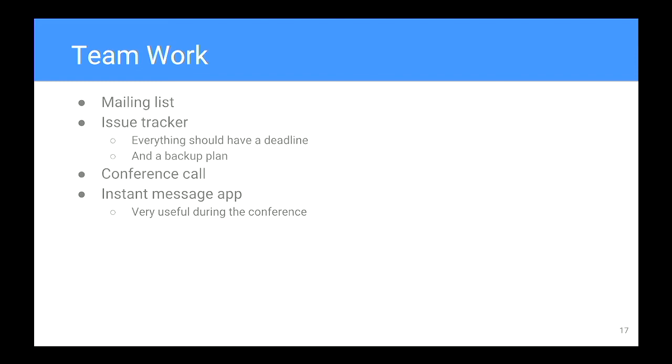And you probably need to set up an issue tracker. You don't have to have a very fancy issue tracking system. A spreadsheet might just work. The important thing is you need to set up a deadline for everything. And you also need a backup plan for everything. If the deadline approaches and the status is not very good, just switch to the backup plan.